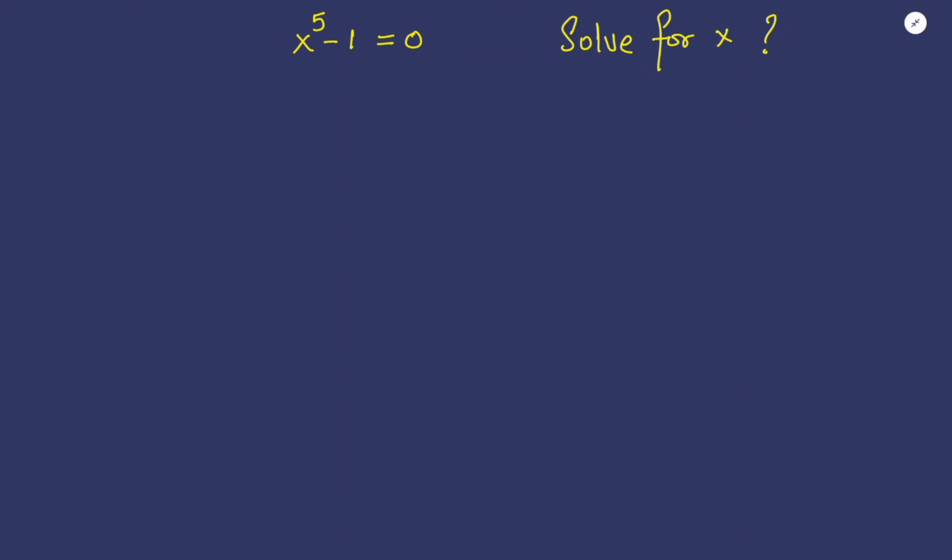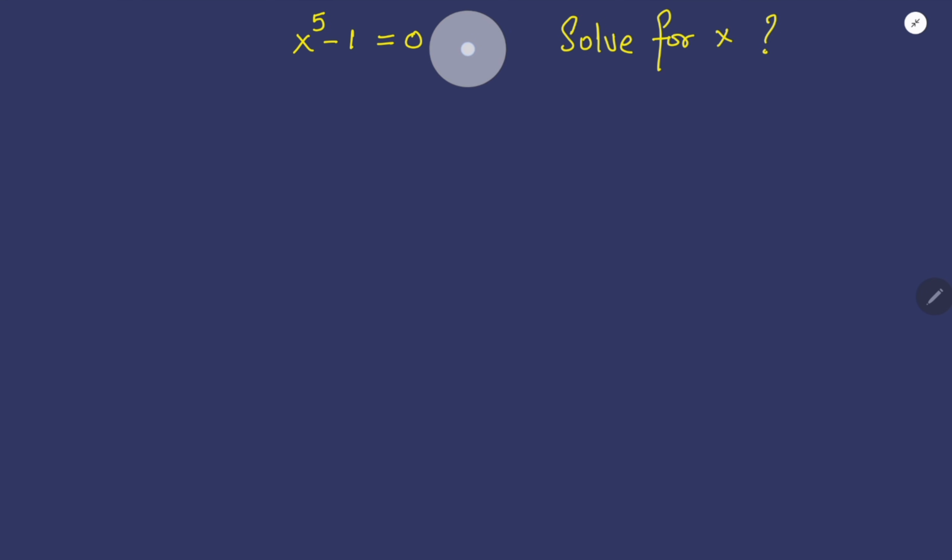So in this video we need to find out the value of x for this equation. We are given an equation x raised to power 5 minus 1. If we see here the degree is 5. That means if the degree is n, we have n values of that equation. Here x has 5 values. How many values? x has 5 values. Okay, and we need to find out those values.